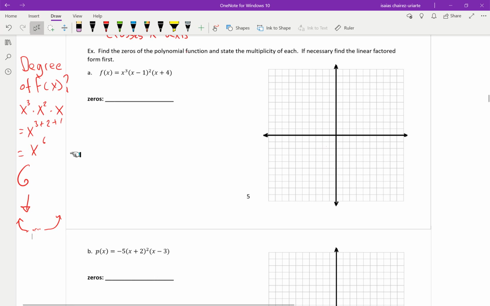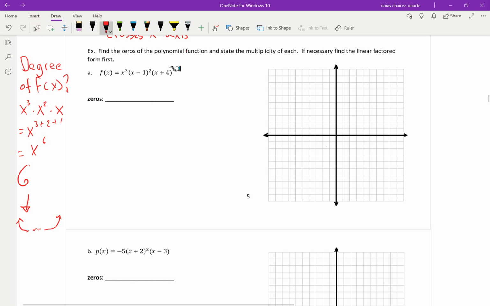Right? So the first thing I had to do is determine the degree of my polynomial. I know that the degree was 6 because it's x cubed times x squared times x, and that's x to the 6th. And I know that it has a positive leading coefficient. The leading coefficient is just 1. Okay, now let's find the x-intercepts.